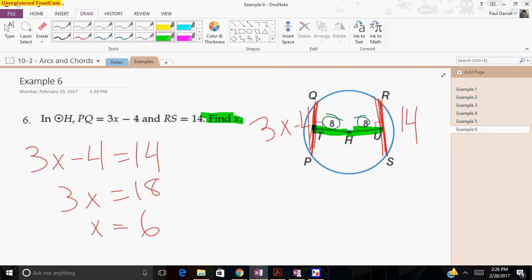Okay, so hopefully by now you know a few things. You know how to handle chords and arcs. You know about the parts of a circle, and you know about the measurements of circles, the 3 things we talked about in this chapter.